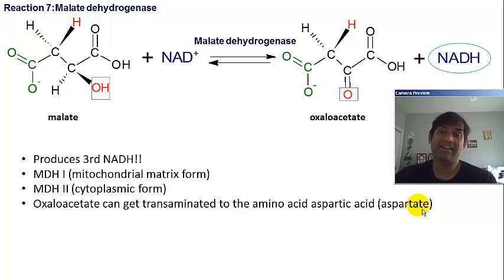Here, the alpha keto acid, oxaloacetate, can get transaminated to the alpha amino acid. In that case, that would be aspartate. So there are these transaminases again that are going to allow for intermediates to get shunted out if the cell deems it requires amino acids. Or if the amino acid pool is very high in the cell, those amino acids can get transaminated back to the alpha keto acid, in this case oxaloacetate, and then oxaloacetate can feed in at this step of the TCA cycle.